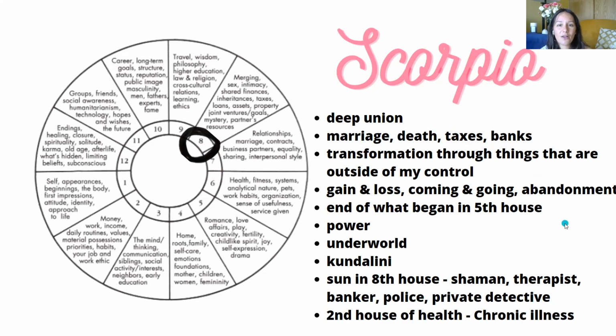Scorpio is the 8th house. It's all about marriage, union. It's like the sexual reproductive organs. It's all about coming together, kundalini energy, deep power, shamanic journeys, transformation, gain and loss, things that are outside of our control, like the bank, for example. It's outside of your control how they spend your money when they have it. And death, when people die, it's outside of your control when they die.